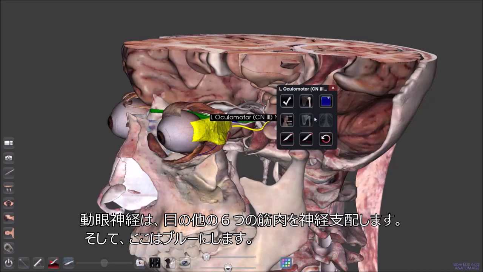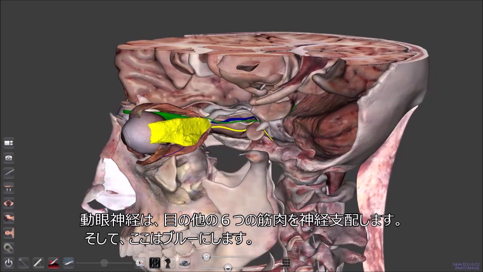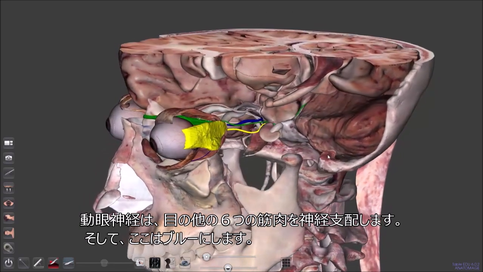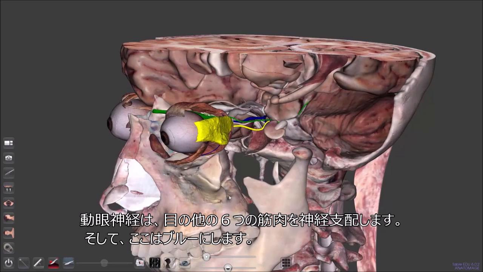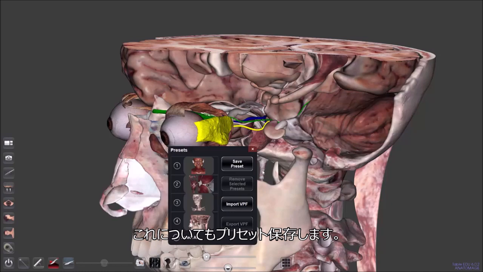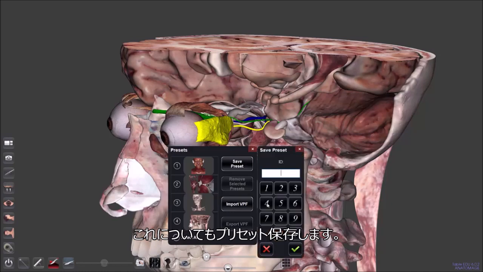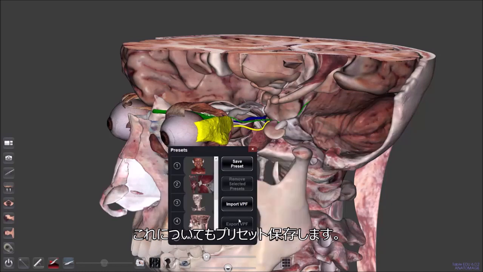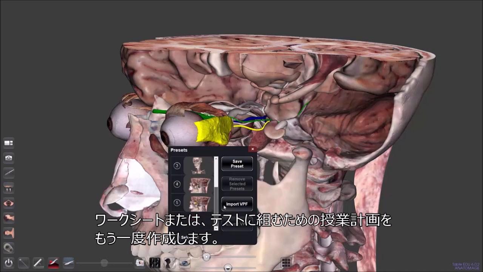And I will shade this one blue for now. So now we have a clear visual to show which nerves innervate which muscles of the eye. I'm going to go ahead and save this as a preset as well. Again, building the lesson plan that we will eventually come back to either work into a worksheet or into a quiz.